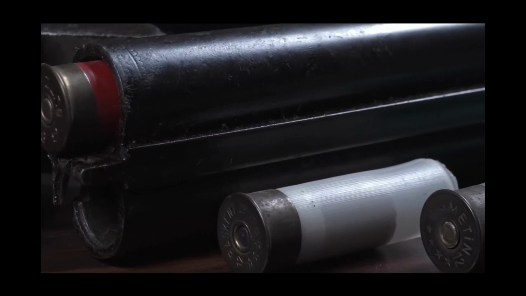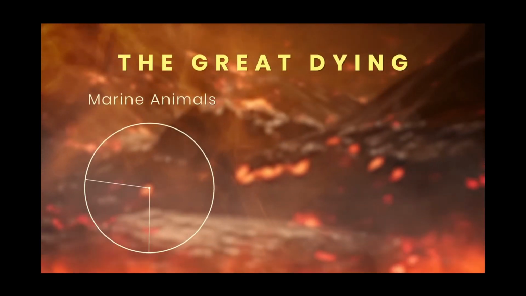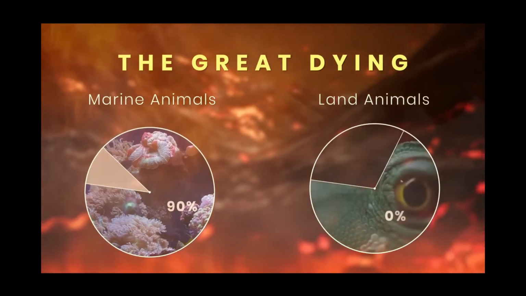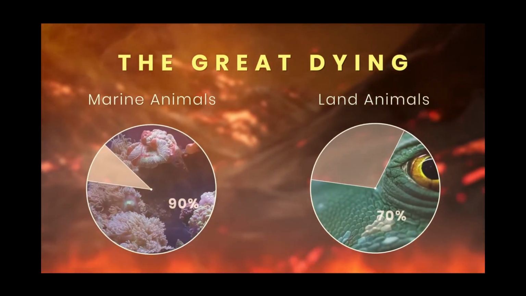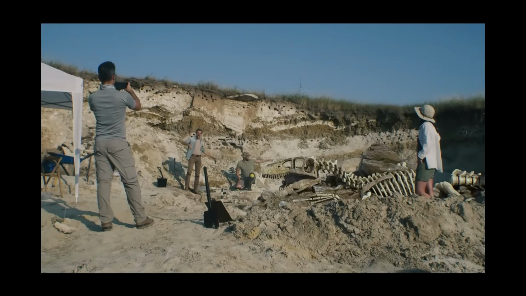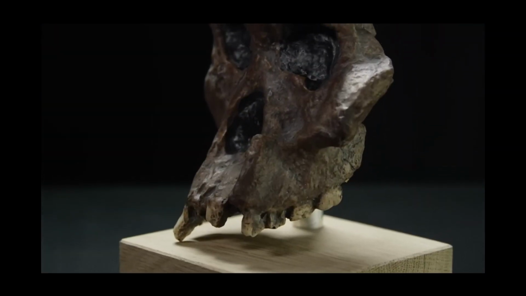The Earth was once again a very unhappy place. The combination of these two events resulted in what's called the Great Dying. 90% of all marine animals and 70% of all land animals that were alive during this time perished. It would seem like this would be the final chapter in the evolution of life on Earth, and it would be seemingly wiped out completely.